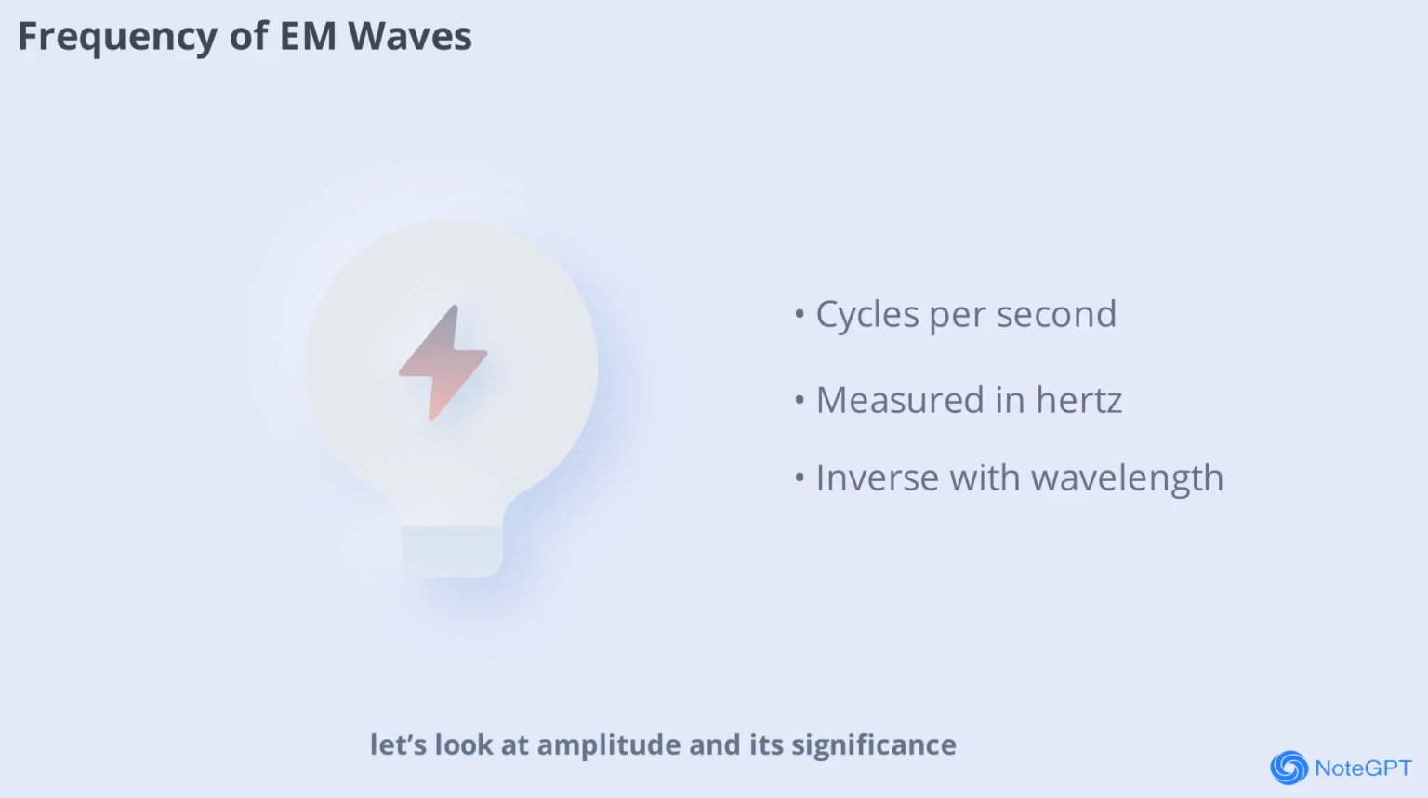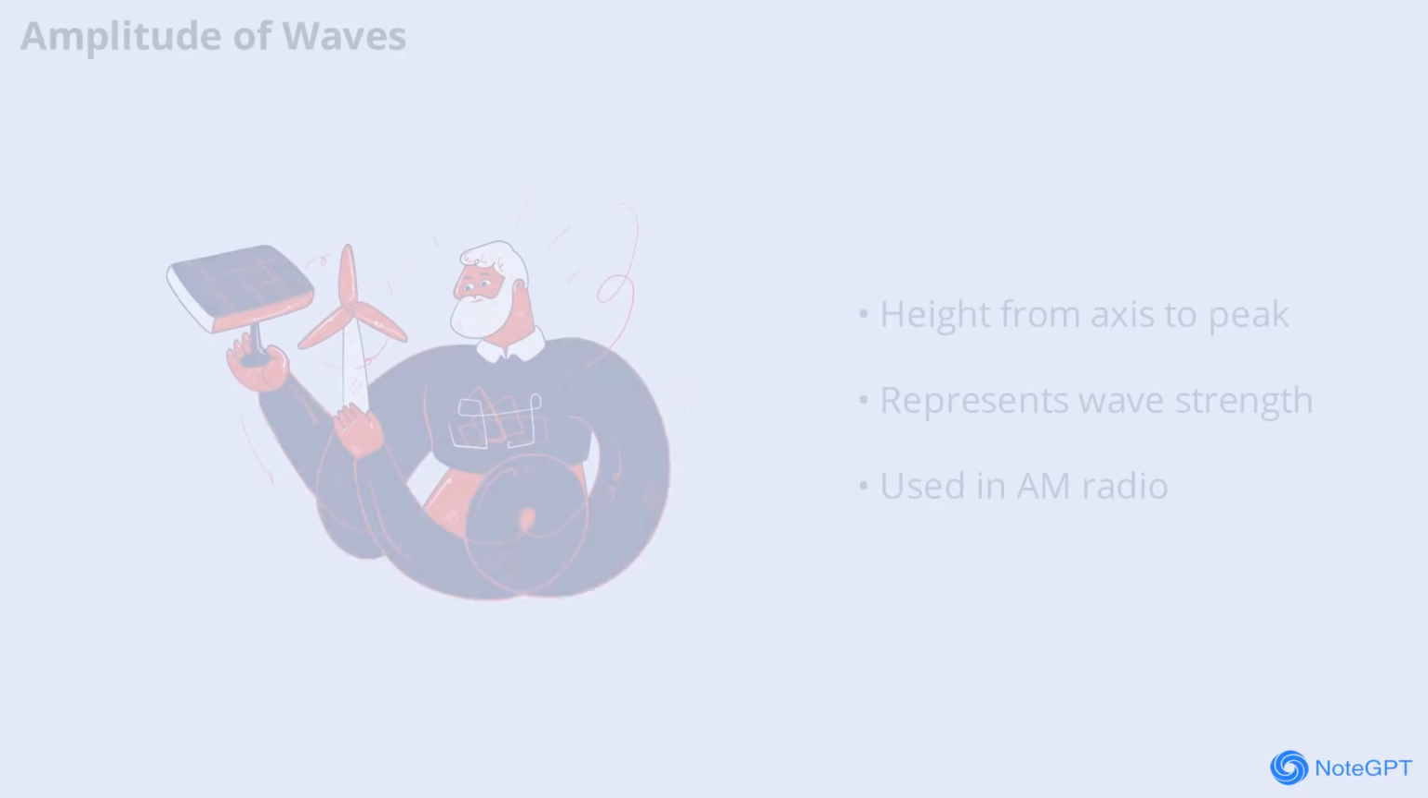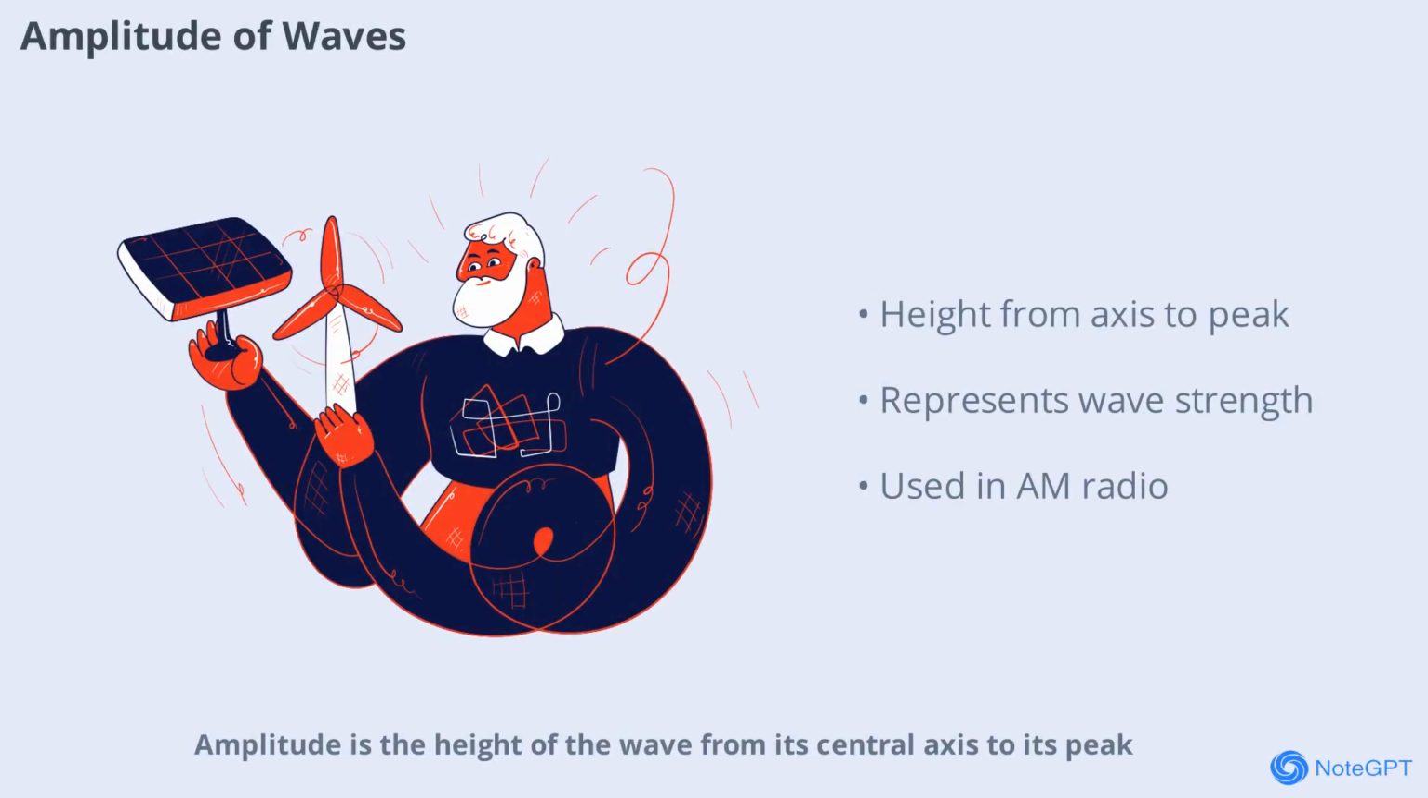Next, let's look at amplitude and its significance. Amplitude is the height of the wave from its central axis to its peak. It represents the strength or intensity of the electromagnetic wave. Higher amplitude means more energy is carried by the wave. In radio transmissions, amplitude can be varied to encode information, a technique known as amplitude modulation (AM). Amplitude also affects how waves interact with materials, such as how bright a light appears.